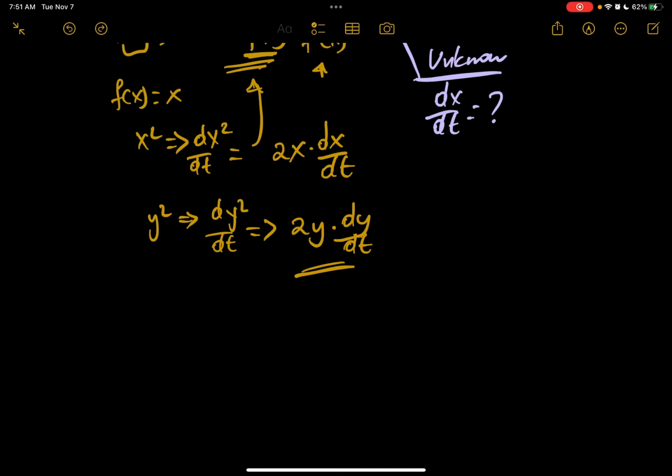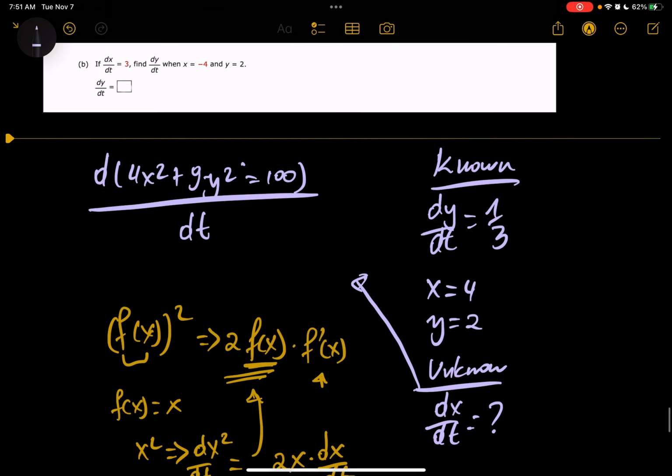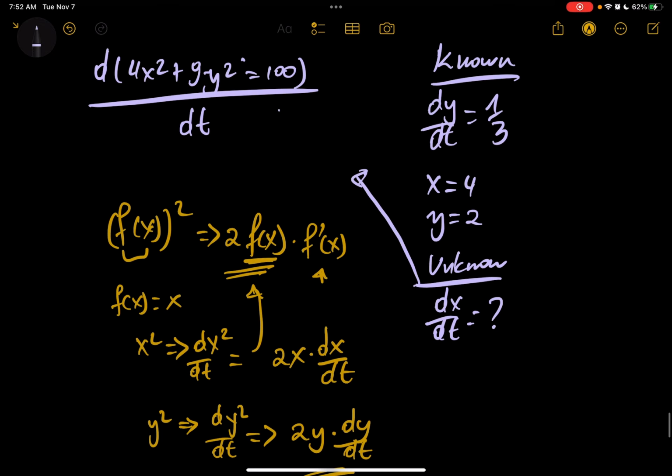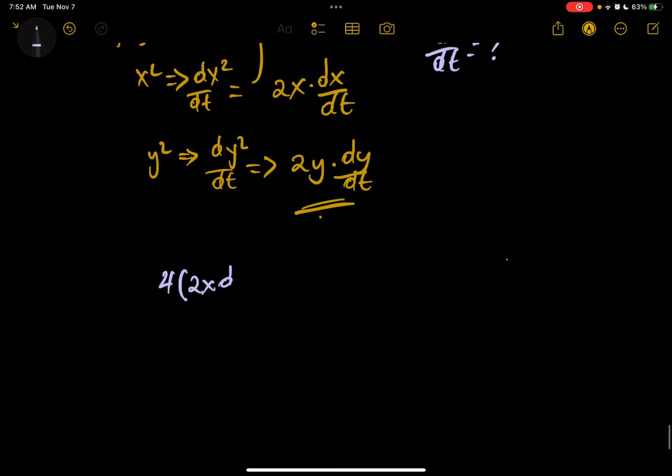And I'm going to go back again and figure out, with all of this that I have, what I can do now is to plug in those values, right? Because if I take the derivative of the constant here, this will just be 0. And I just found the derivative of this whole set here. So now, what do I have? I have 4 multiplied by 2x dx dt plus 9 times 2y dy dt is equal to 0.